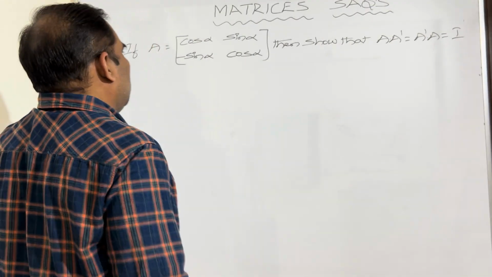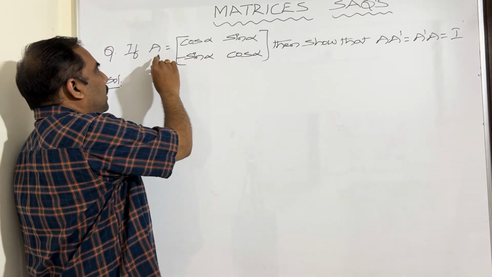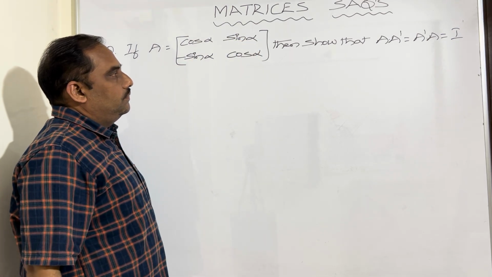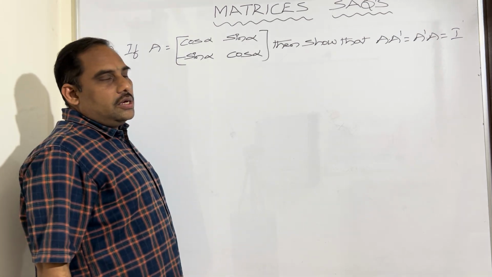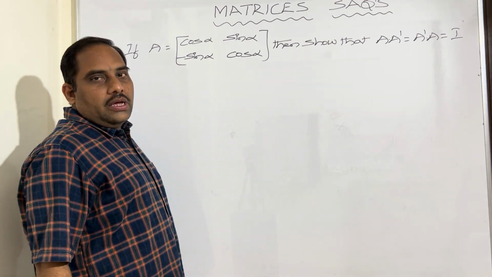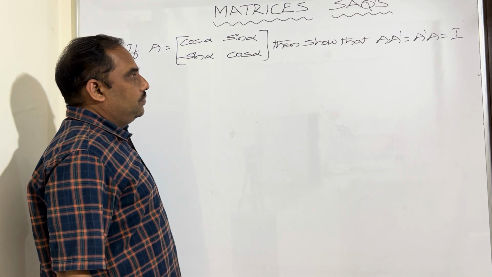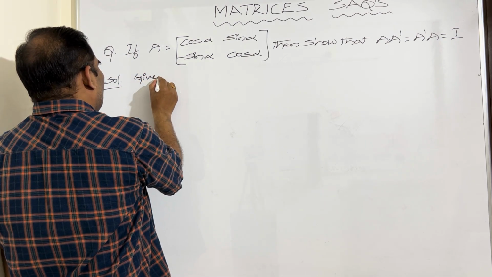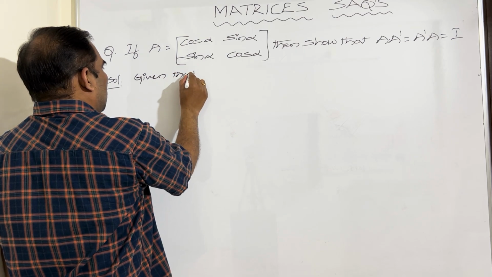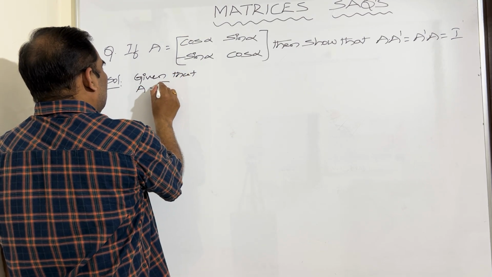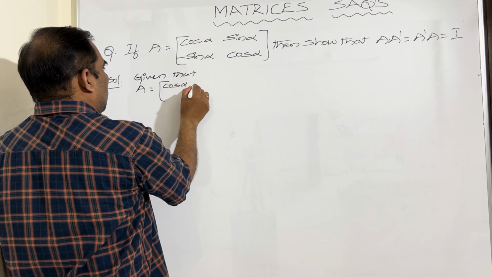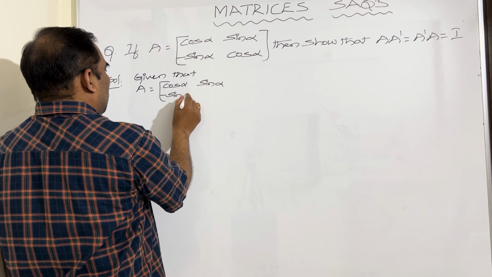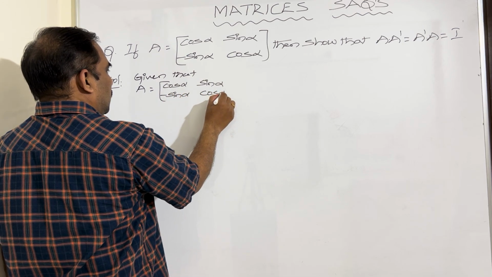So in this video we are going to discuss: if capital A is equal to the matrix [cos alpha, sin alpha; minus sin alpha, cos alpha], then show that A into A transpose is equal to A transpose into A is equal to I. So now, here it is given that matrix A is equal to [cos alpha, sin alpha; minus sin alpha, cos alpha], right?